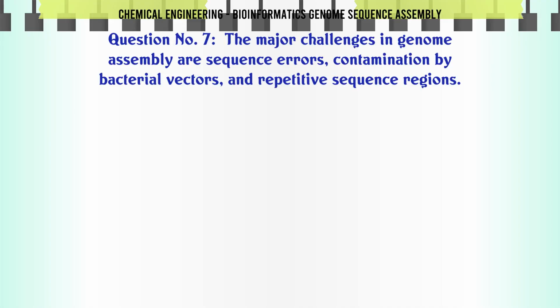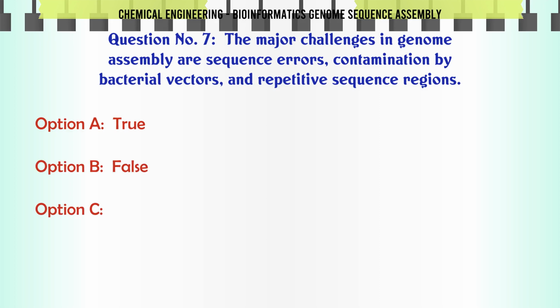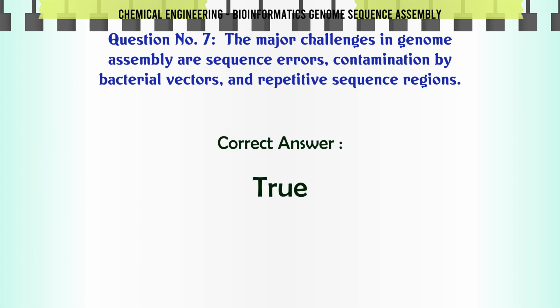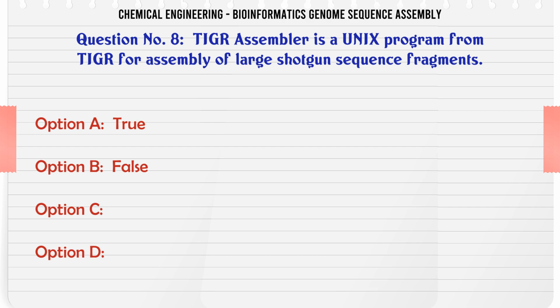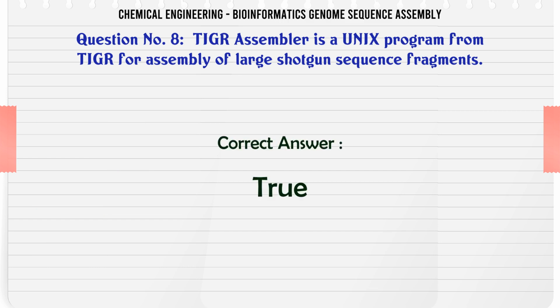The major challenges in genome assembly are sequence errors, contamination by bacterial vectors, and repetitive sequence regions. A. True. B. False. C. D. The correct answer is true. TIGR Assembler is a UNIX program from TIGR for assembly of large shotgun sequence fragments. A. True. B. False. C. D. The correct answer is true.